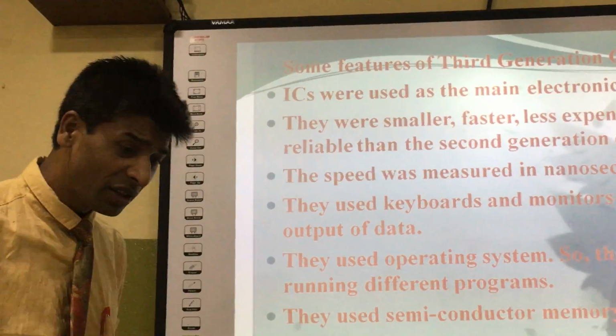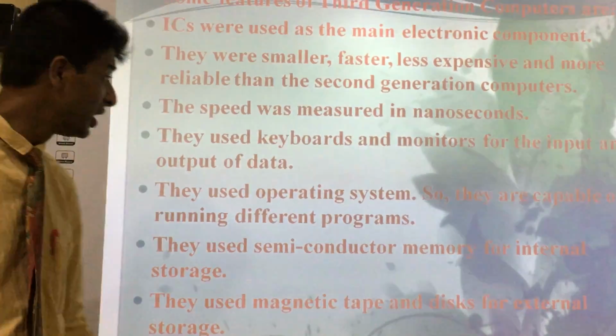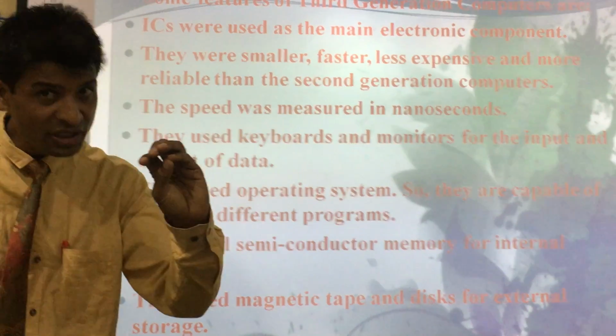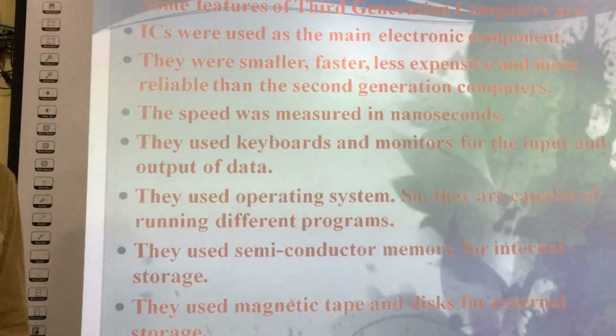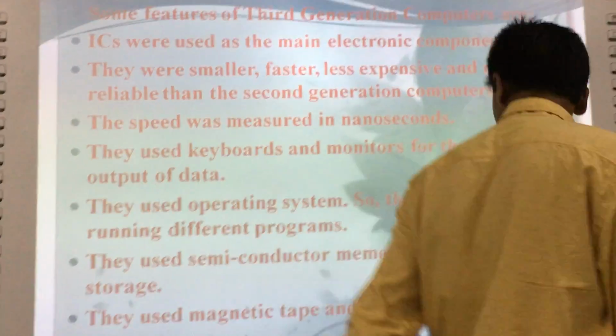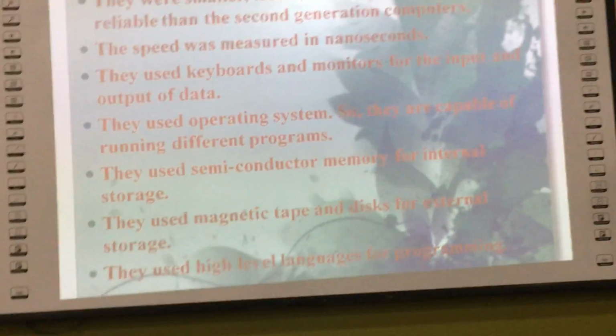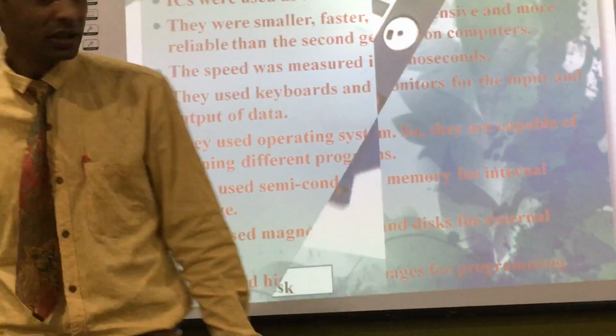Even in the first and second generation there was no OS, but in the third generation computer they use the OS, means operating system software, to operate the windows. Now they use semiconductor memory for internal storage. They use magnetic tape and disks for external storage. And here they use high-level programming languages. Please go to the next slide.